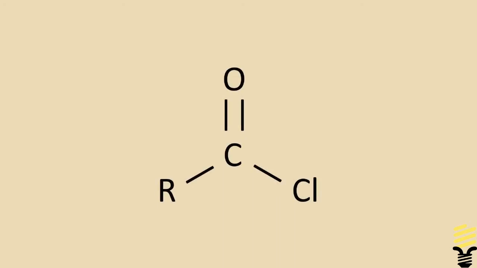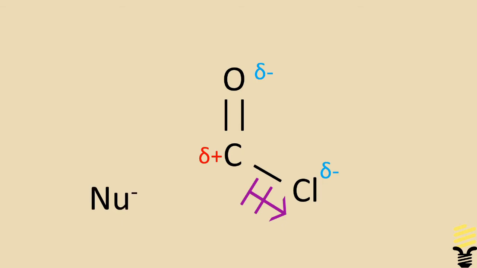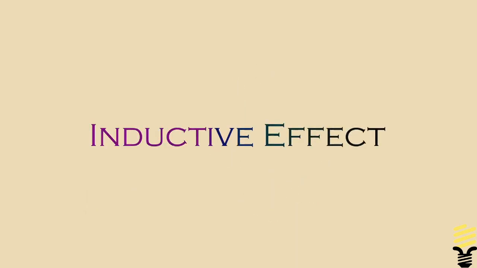If we now look at the acid chloride and consider the same three atoms, but this time look from an electrostatics perspective, the chlorine and carbon have a significant electronegativity difference, meaning the chlorine will withdraw some electron density from the carbon, thereby making it more positively charged. This increases the likelihood of an interaction with a negative charge on a nucleophile, hence making the carbonyl more reactive. This is the inductive effect.